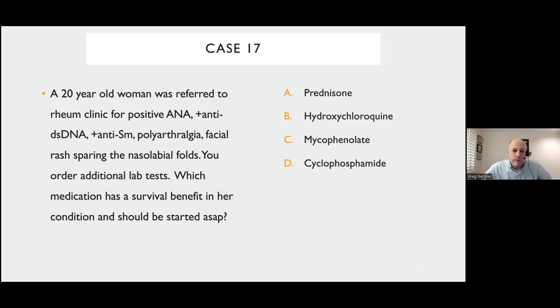A 20-year-old woman was referred to rheum clinic for a positive ANA, anti-double-stranded DNA, anti-Sm, polyarthralgias, and facial rash in the nasolabial folds, which is a classic presentation of acute cutaneous lupus. You order additional lab tests. Which medication has survival benefit in her condition and should be started? You probably know it's one of the ones we love in rheumatology.